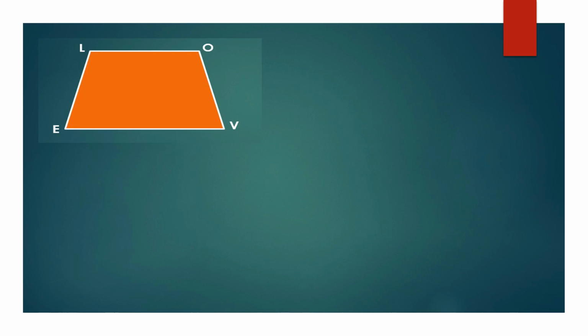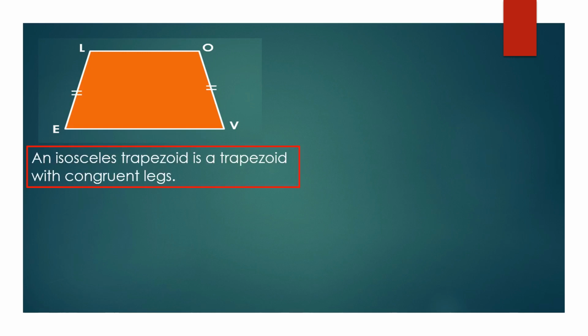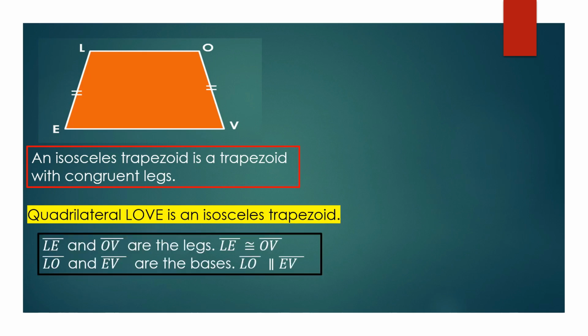What if the legs of the trapezoid are congruent? What do you call this trapezoid? It is called an isosceles trapezoid. Is quadrilateral LOVE an isosceles trapezoid? The answer is yes, since the legs LE and OV are congruent based on the illustration. And we have segment LO and segment EV are parallel.